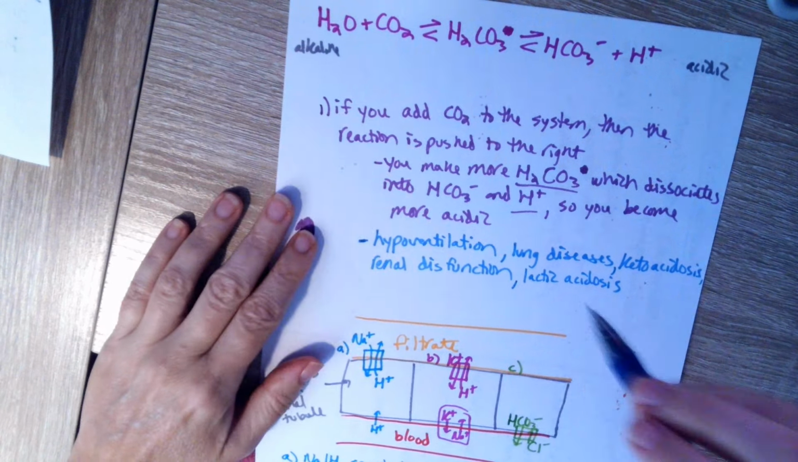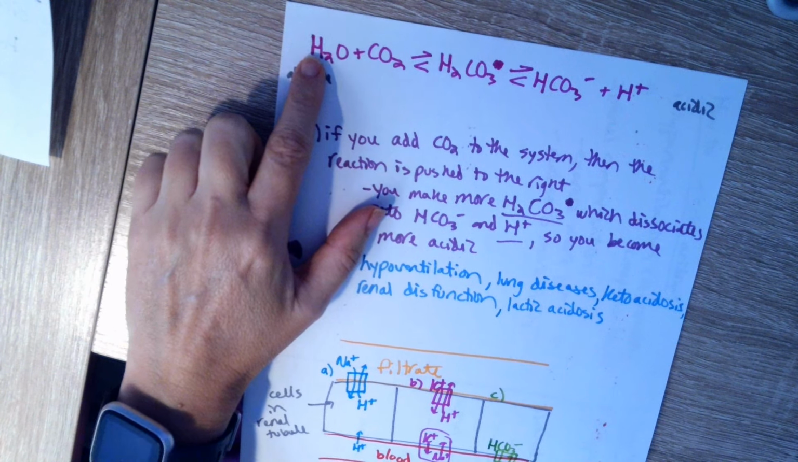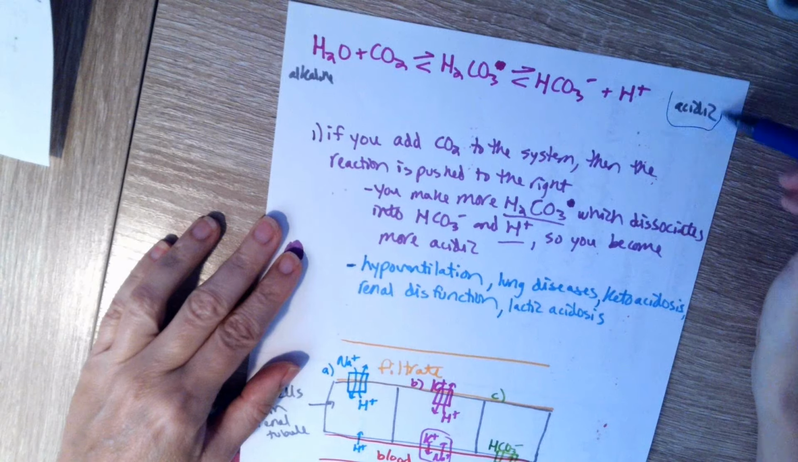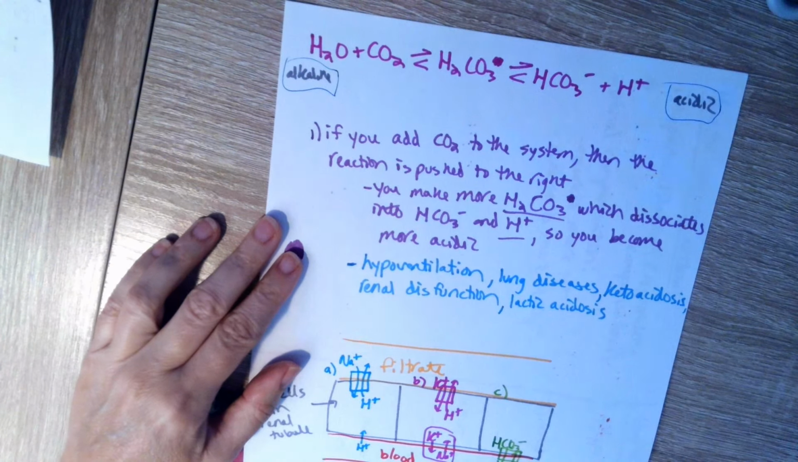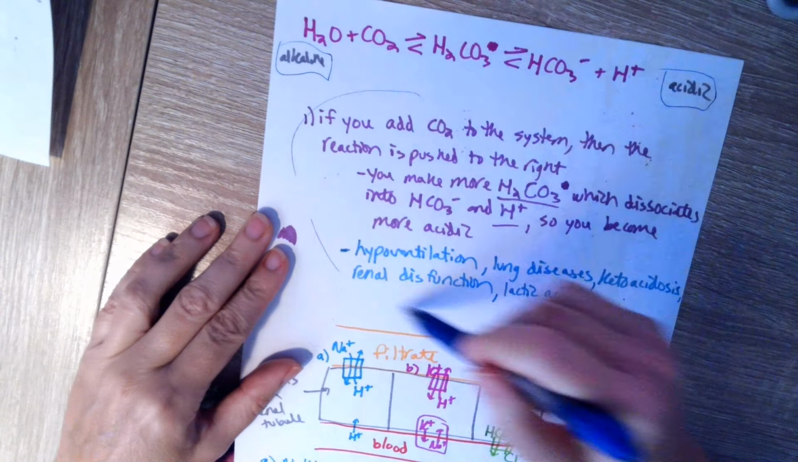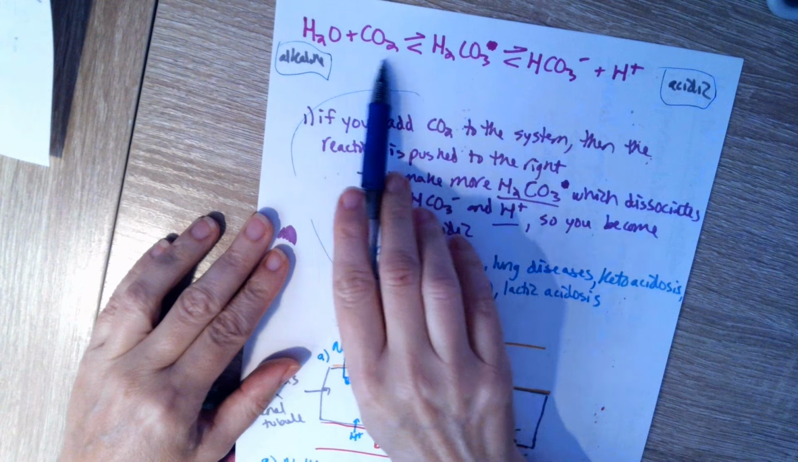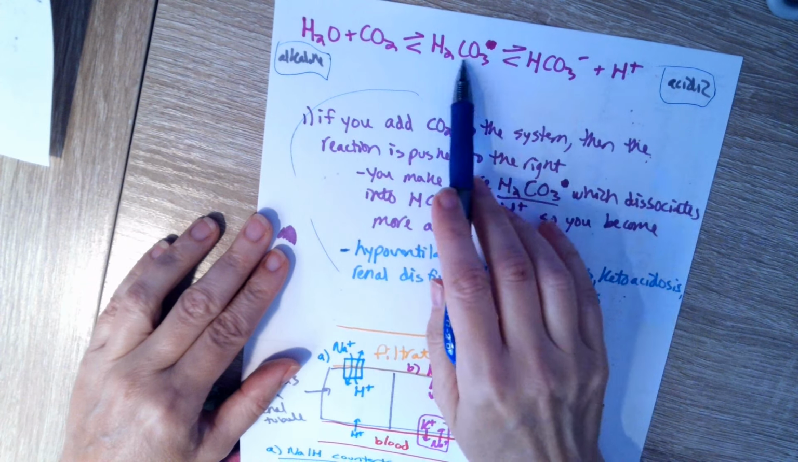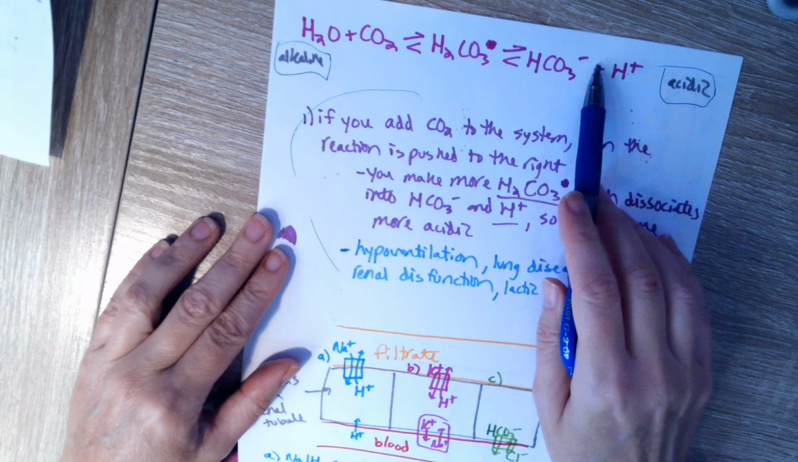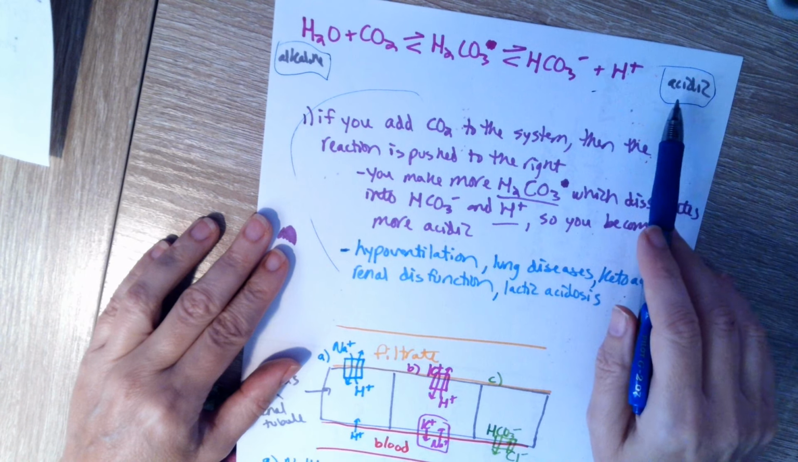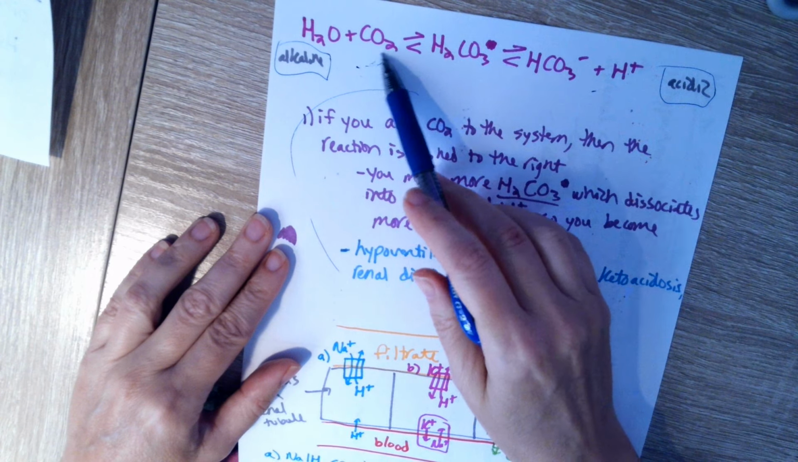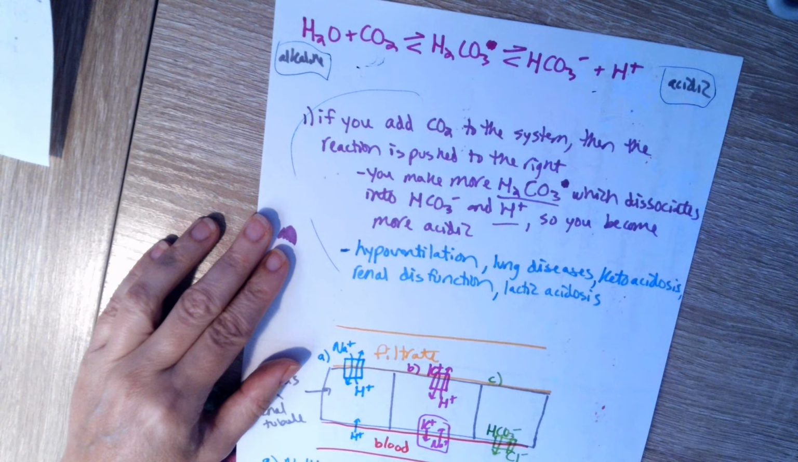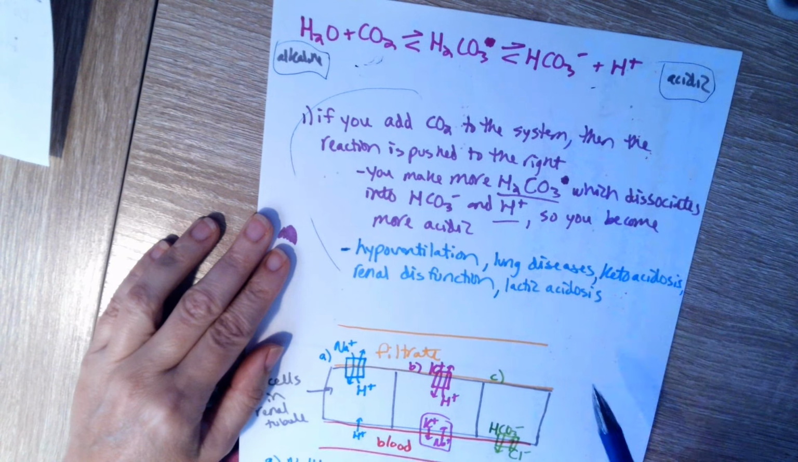Okay, so on this page we have the buffer system written out again. Remember, over here is the acidic side, over here is the alkaline side. And this is what we just talked about. If you add carbon dioxide to the system, so you have too much of this, you essentially have a lot of ingredients to make carbonic acid and then eventually form these things as you push over to the right towards the acidic side. Whereas if you had less carbon dioxide, it would push over to the left, making you more on the alkaline side. So you want to stay somewhere in the middle.